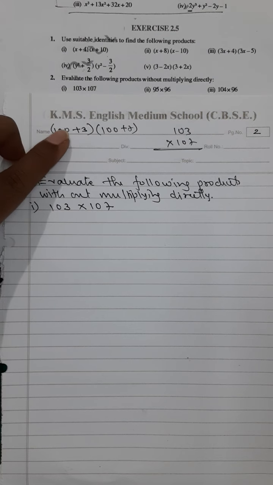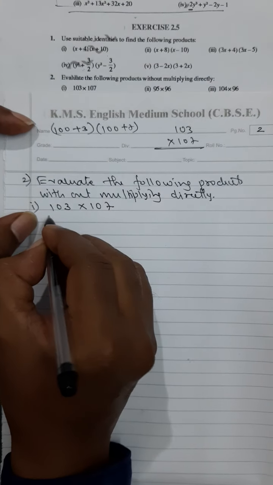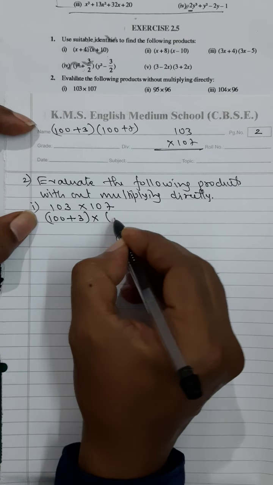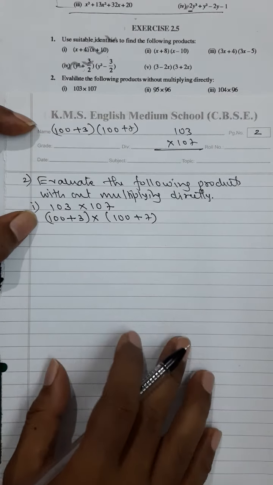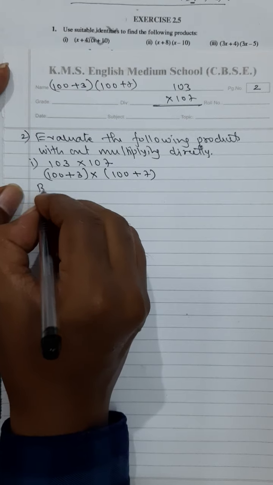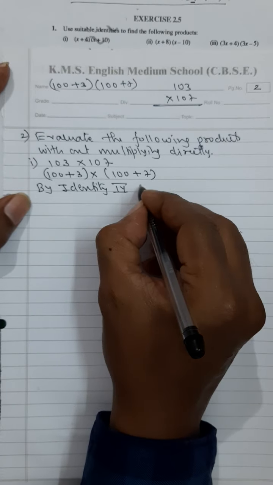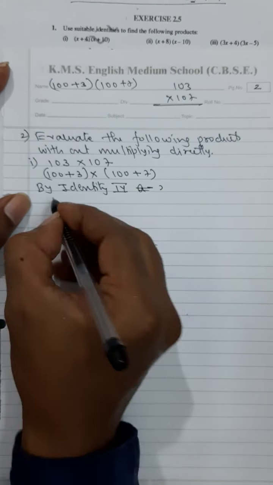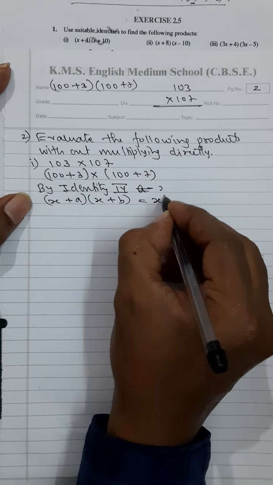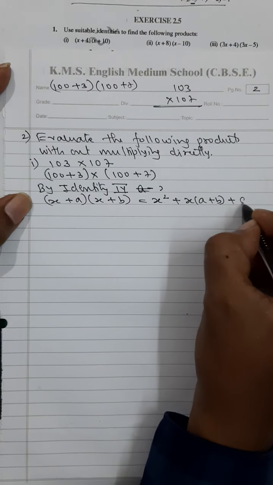Okay, my dear students. So this I can give the form of identity 4. That's what you have to understand. So here I am writing this as 100 plus 3, and this multiplication continued, 100 plus 7. So now you can see it has come into identity 4, because the first terms are the same, 100, 100, and the second terms are different. So by identity 4, where x plus a into x plus b is equal to square of first term plus first term into sum of the second terms plus product of the second terms.